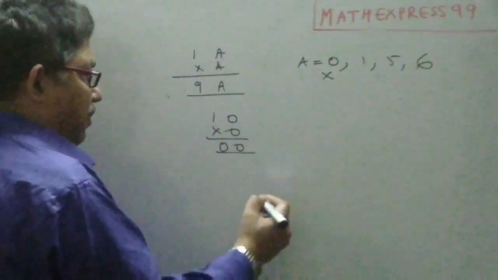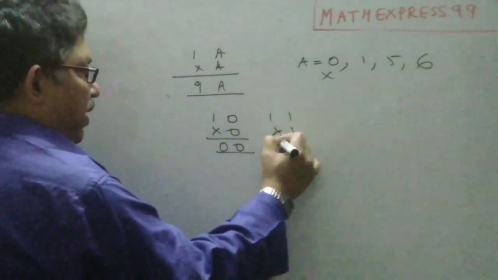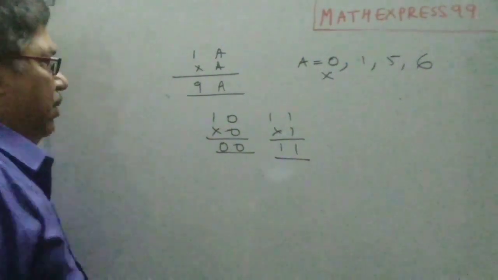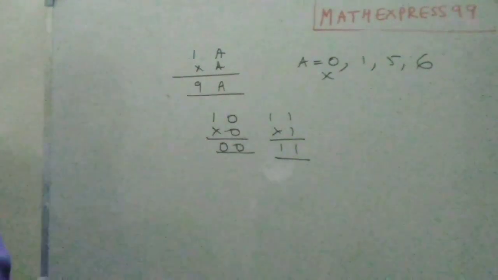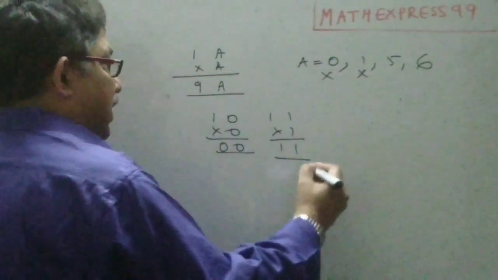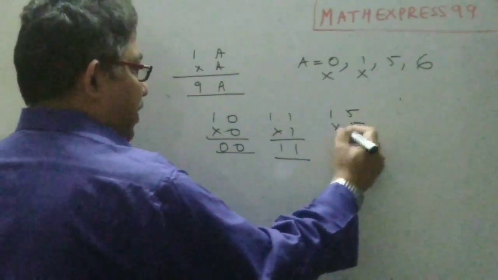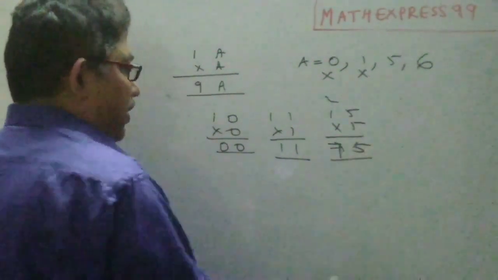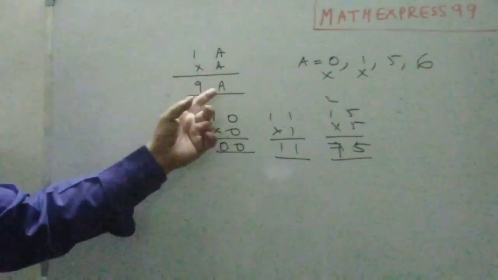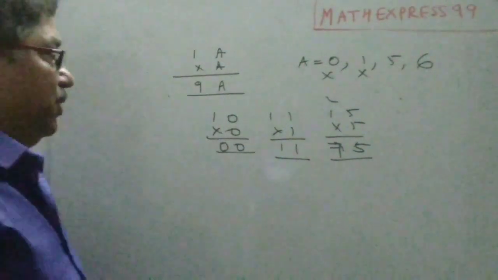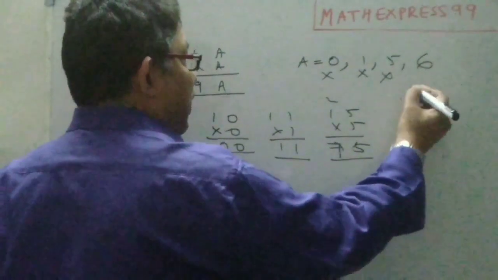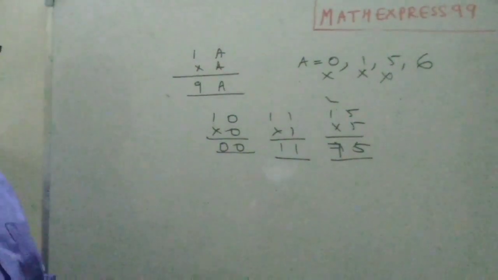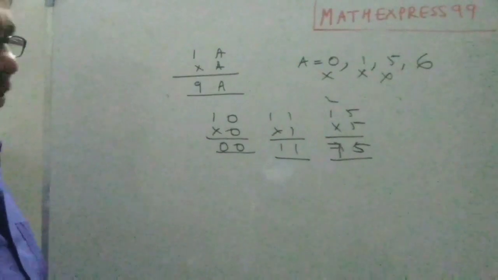Suppose A is 1. 11 into 1 will become 11. But you need 90 something. So this is also rejected. Suppose it is 5. 5 into 5, 25, 75. This will become 75, but you need 90 something. Again not possible. So this is also gone. Now only one thing is left, that is 6. And I think it must work. Otherwise we have done something wrong.